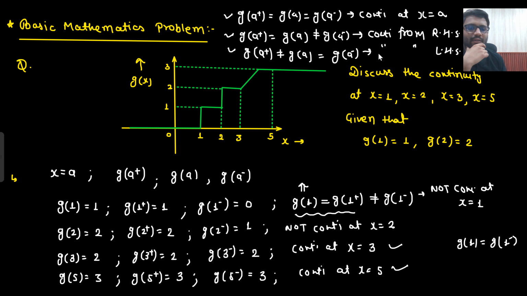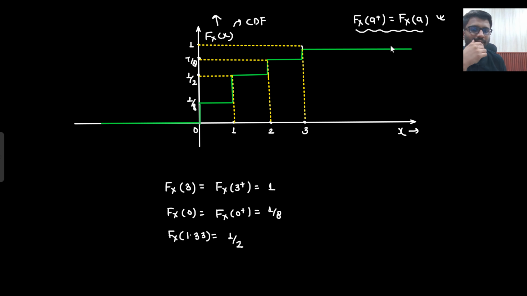So in the example we took earlier, I said that G of 1 looks like it is not defined, but it is actually equal to 1. I was referring to the CDF only. Are you able to understand this point? So can I say that the CDF is always right continuous? Like if I ask you F_X of 1.33, that is 1 by 2. F_X of 1.33 plus, what would that be? That will also be 1 by 2.